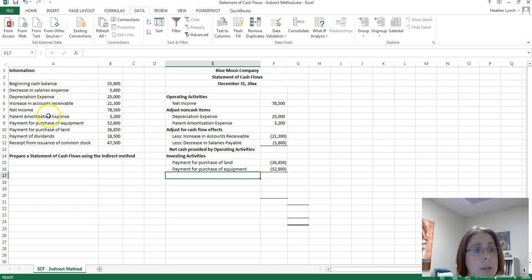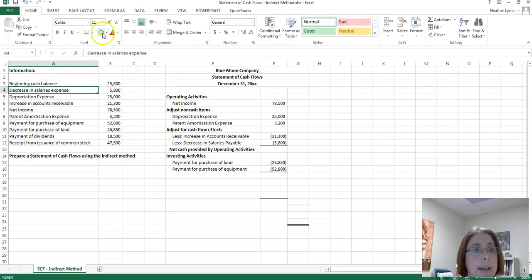Let's see, what else have we not looked at? We looked at, I'm going to go ahead and highlight these. We've done that one. We've done depreciation. We've done an increase. We looked at our net income. We did our patent. Okay, we just did our payment for purchase of equipment. We just did our payment for purchase of land. Let's see, payment of dividends. We haven't touched that one.